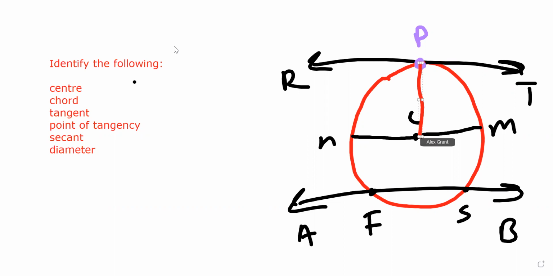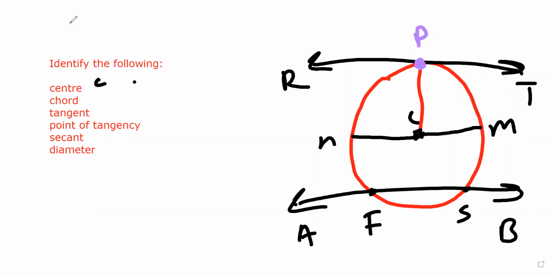Let me do this one. Where C is. So the center of the circle is C. Now what's a chord? Well, the chord is the segment touching the ends. The ends of the segment are touching the circle. So this figure is lying on the circle, and so we will see that.